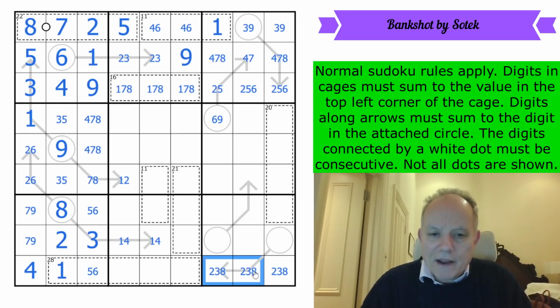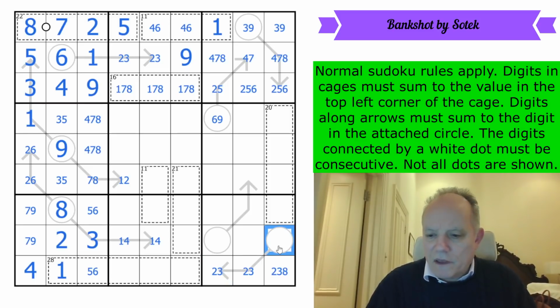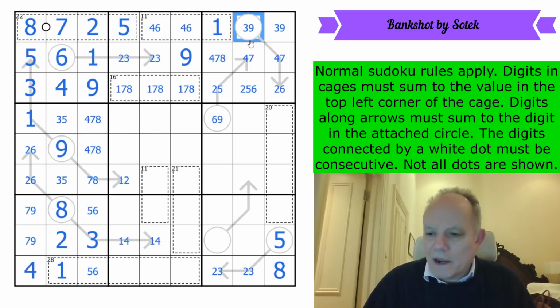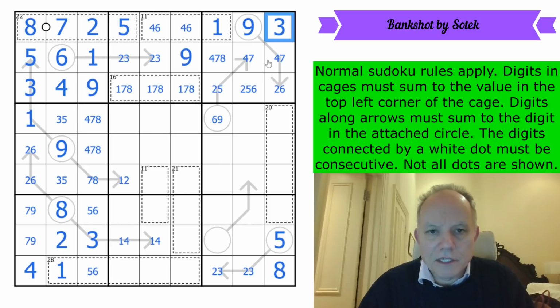8 can't be on the arrow because that would be 10 or 11. So we get a 5 there, 8 there. And we are firing now. So that can't be 8. That can't be 5. 9 could be made up. Well, it can't be 3 anymore because we can't get a 1. Well, ever since we got a 1 there, it couldn't be 3, but I've only just noticed. This must be 7, 2.